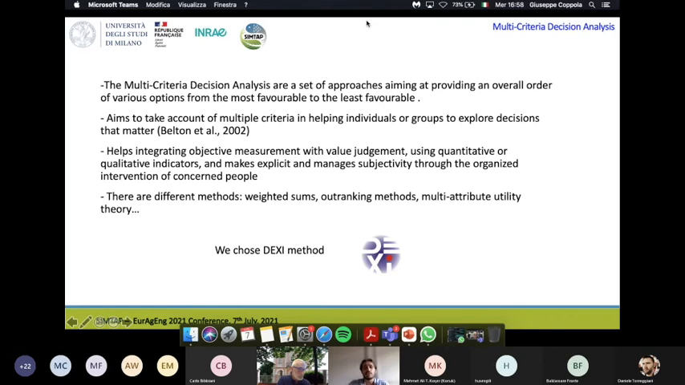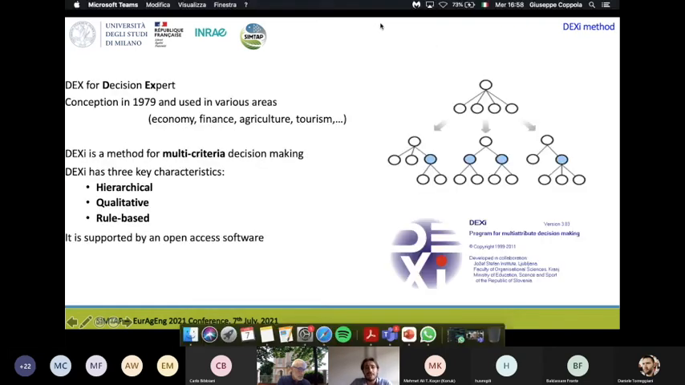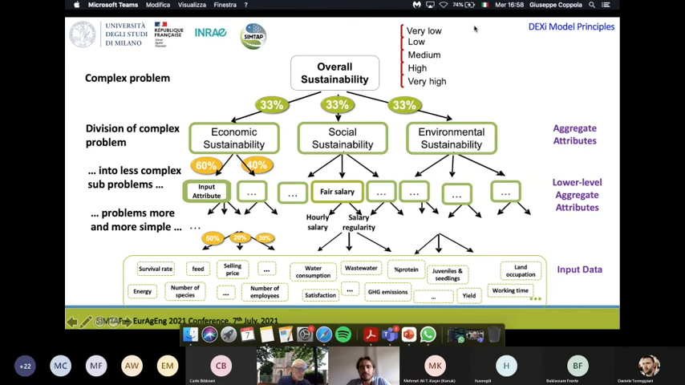We have decided to adopt the DEXI method. DEXI stands for decision expert. It is a methodology that is being widely used since its conception in 1979 in different and various areas. It is a method for multi-criteria decision making, and it has three characteristics. It is hierarchical, it is qualitative, and it is rule-based. Now let me explain a little bit what that means.